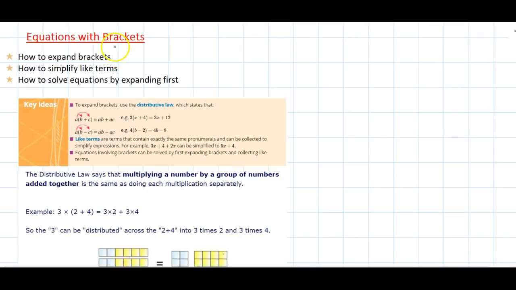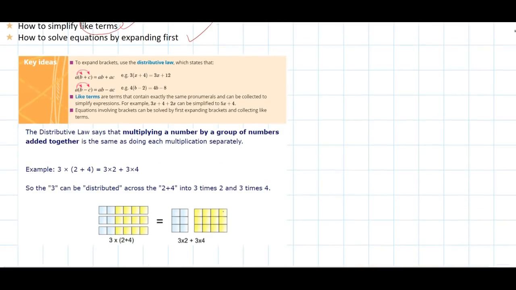By the end of this lesson I want to make sure that you know how to do these three things. How to expand brackets to make it easier, how to simplify like terms, and we've looked at that term previously in algebra, so make sure you recap on that, and also how to solve equations by expanding brackets first. So at the end of the video, come back to these three things and make sure you can show me that you can do those.